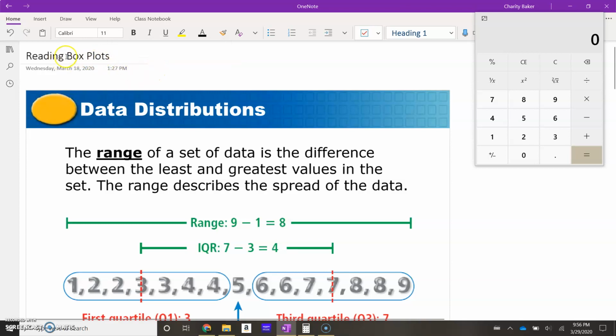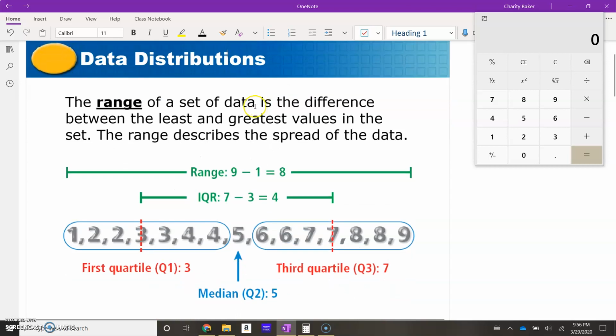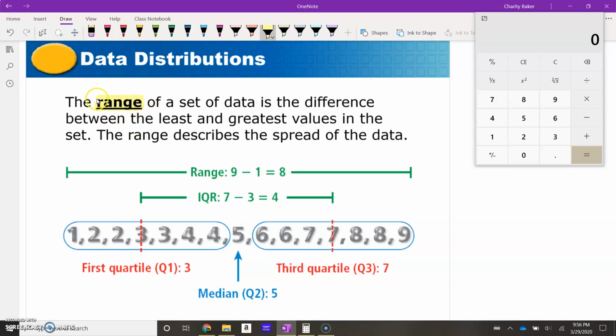Today we're going to be talking about reading box plots. That just means you're going to look at a box plot and pull the information you need off of the box plot. So we need to know two new vocabulary words for that. The first one is range. Some of you may know what this means already. The range of a data set is the difference between the least and the greatest values.